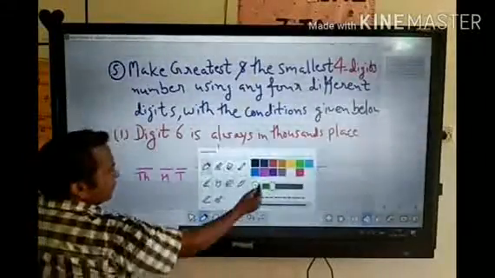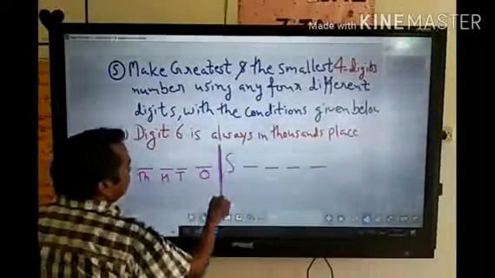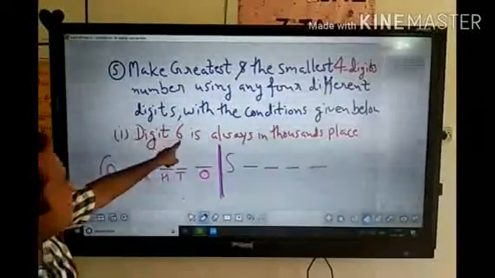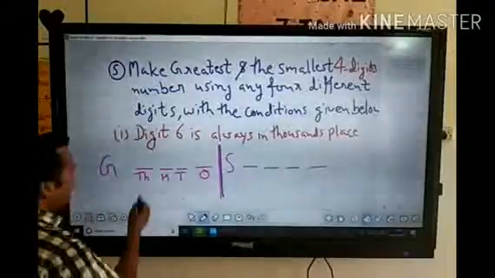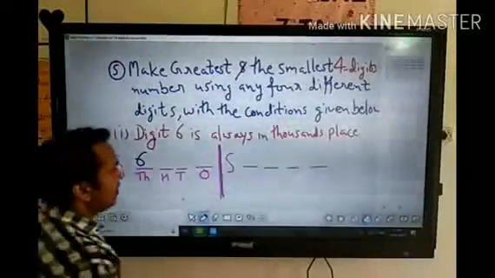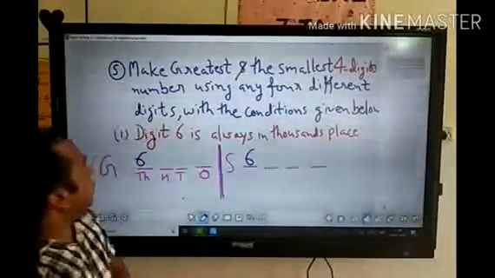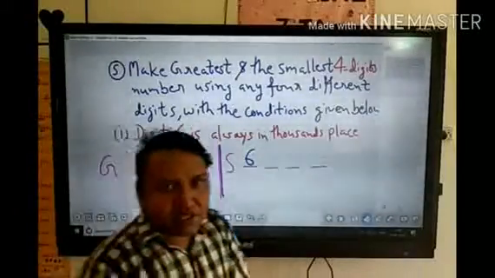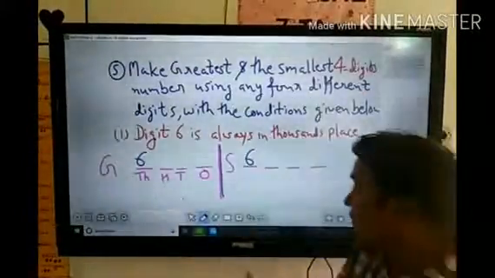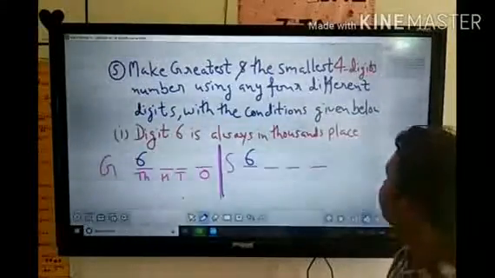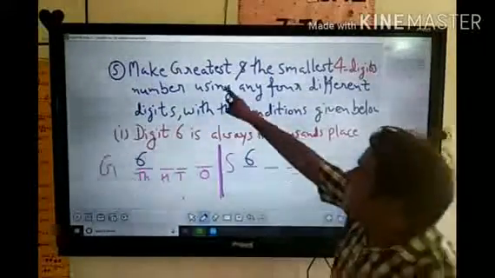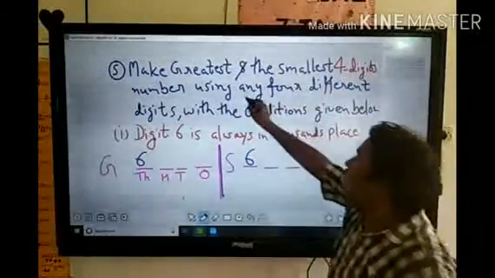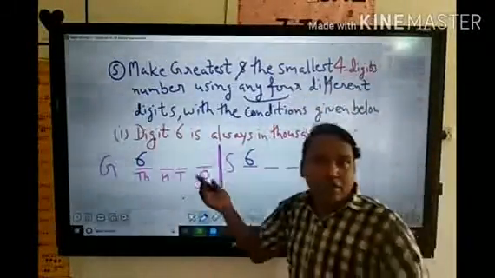Now, given that digit 6 is always at 1000th place. So, which is 1000th place? Here. And here 1000th place is 6. And now we have to make the greatest. In order to make the greatest number, we will have to fill all the other places. Make the greatest and the smallest 4-digit number using any 4 digits. So you are free to choose any 4 digits.